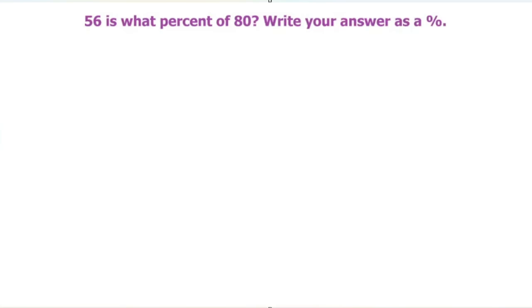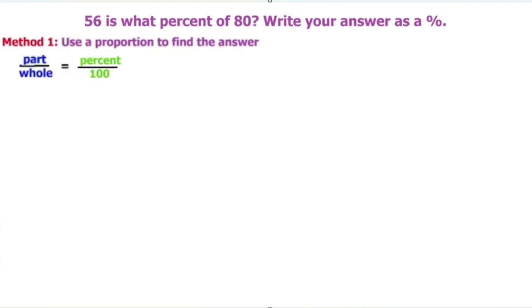In this lesson, we're going to calculate a percentage. So if we have a problem like this one that says 56 is what percent of 80, write your answer as a percentage. So we're going to use two methods to do this, okay? We're going to use a proportion first to find the answer.